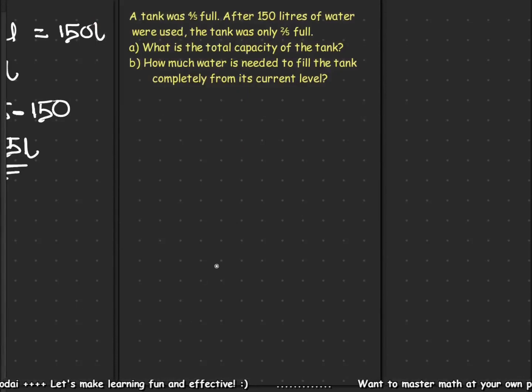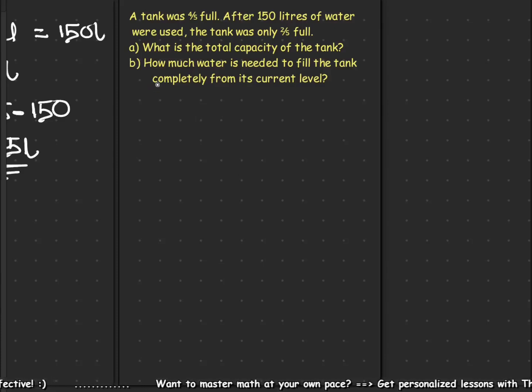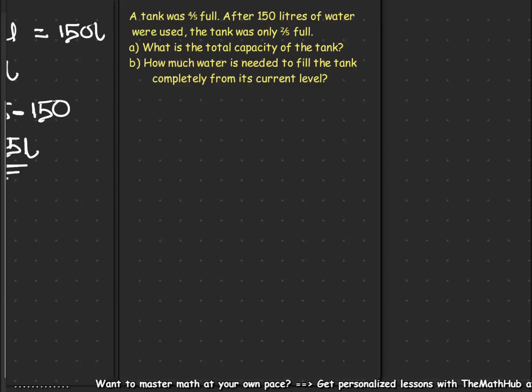The tank was what? 4/5 full. After 150 liters of water were used, the tank was only 2/5 full. What is the total capacity of the tank? So first of all, let's write down our parameters. Any method you want to use, you still need to write out your parameters. So let's quickly write out those parameters.